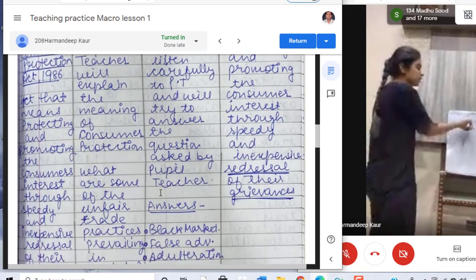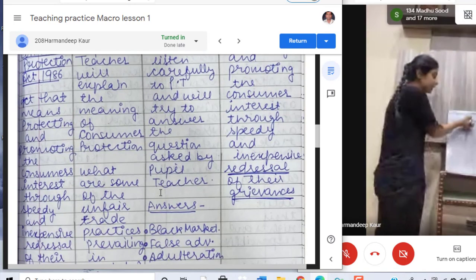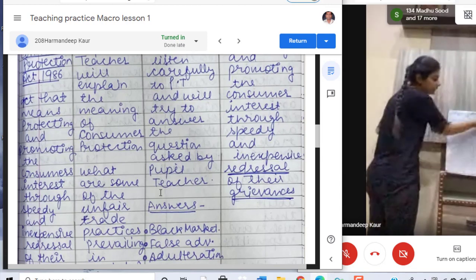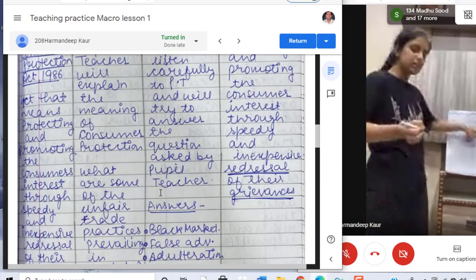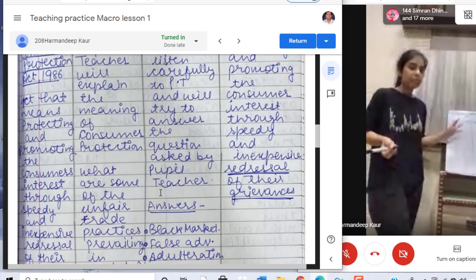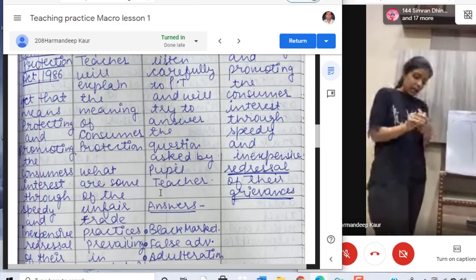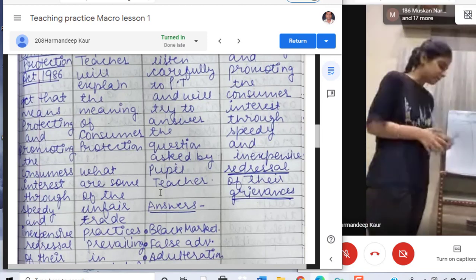No. Yes, very good. No. They are not the same, but many people confuse that consumer and customer is one and the same thing, but actually it is not. I will explain this with the help of an example.